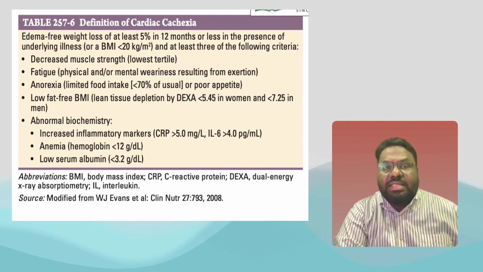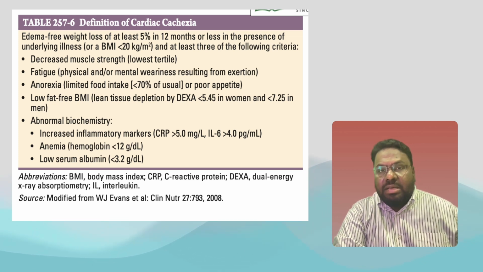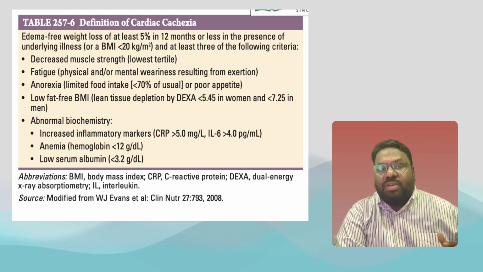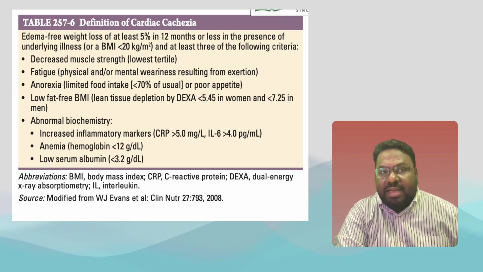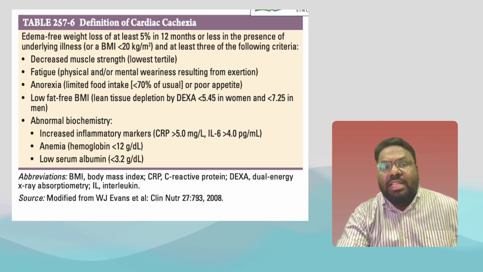How do you define cardiac cachexia? Usually, because of a prolonged cardiac illness, the patient develops certain physical features like decreased muscle strength, fatigue, or anorexia, and body parameters change. That is cardiac cachexia. It is defined as edema free weight loss of at least 5% in 12 months or less in the presence of underlying illness, BMI less than 20 kg per meter square, and at least 3 of the following criteria: decreased muscle strength, fatigue, and anorexia, and low fat-free mass index, that is lean tissue depletion by DEXA.